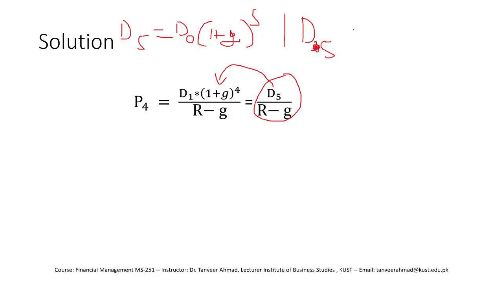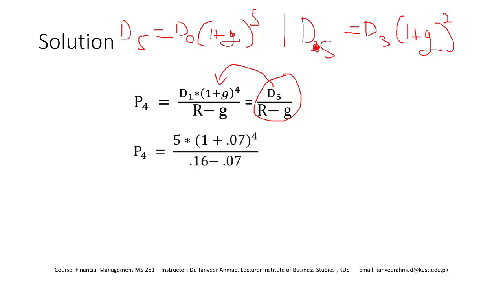So if you wanted to calculate D5, then D5 would be equal to D3 into (1 plus g) raised to power 2. So that would be equal to D5. That depends on the situation, but the basic idea is that whatever stock price for whichever year we are going to find, in the equation we are going to use the next year's dividend. So this becomes our equation. It's better to write an equation first. It makes it easier to solve.